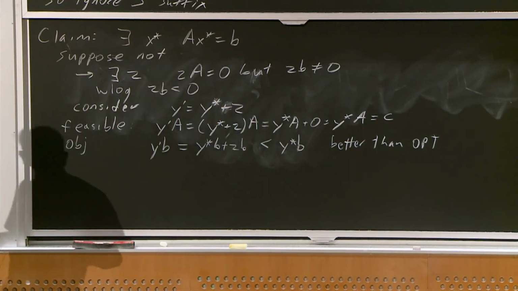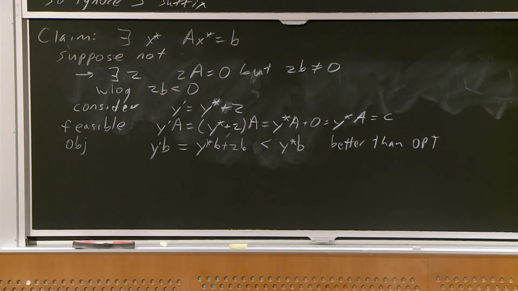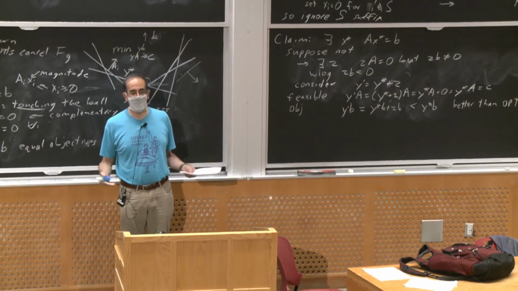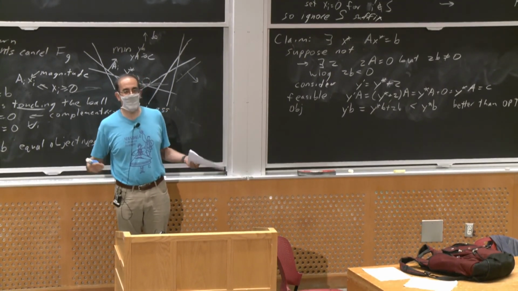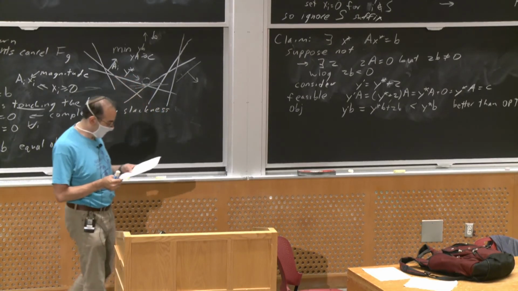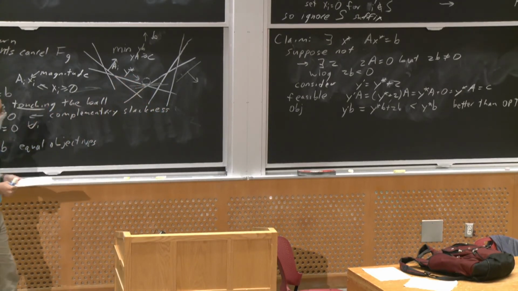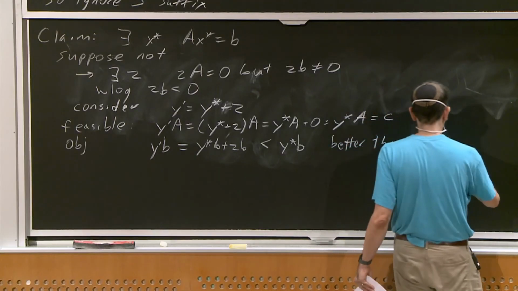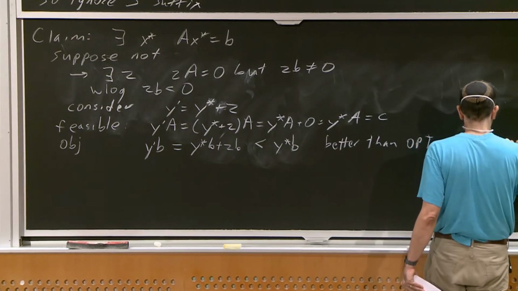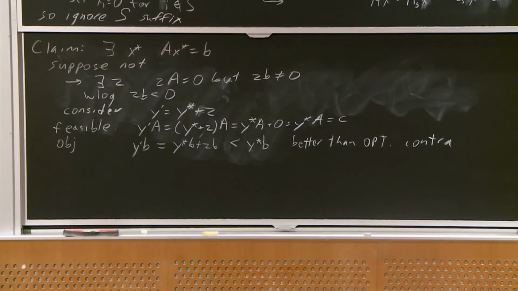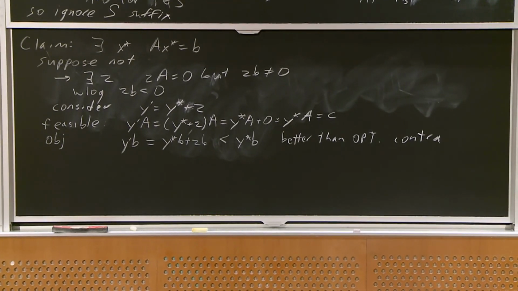Okay? So again, this is just a mathematical formalization of the fact that if the hyperplanes can't hold the ball in place, then the ball is going to go down, and you'll have a better height, a better objective. Okay? So we derived a contradiction. And therefore, the claim is proven. There is a way to balance the forces.